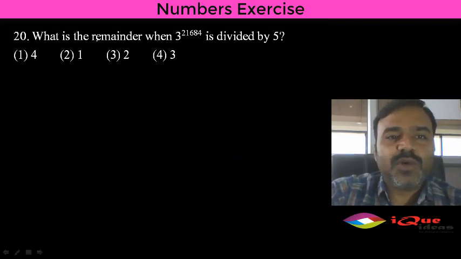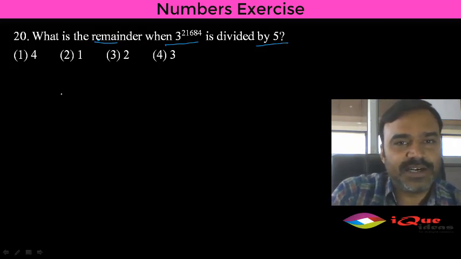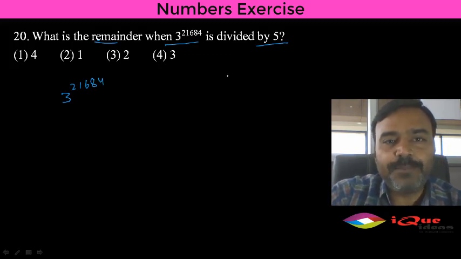Now the next question, it says, what is the remainder when 3 to the power 21684 is divided by 5? Now this is a standard question. First of all, 3 to the power 21684. Find the power of 3.